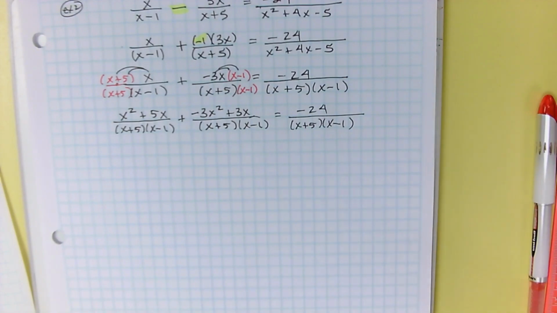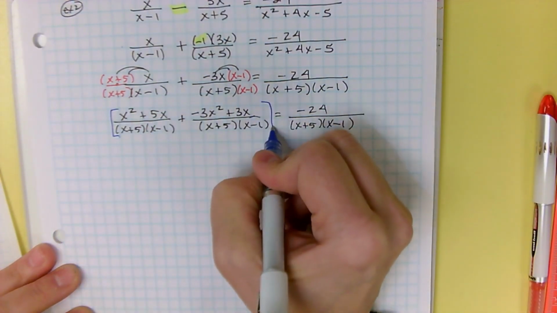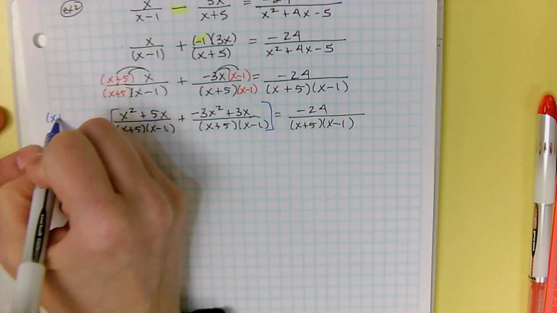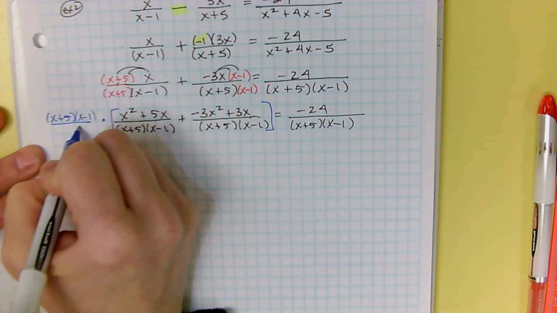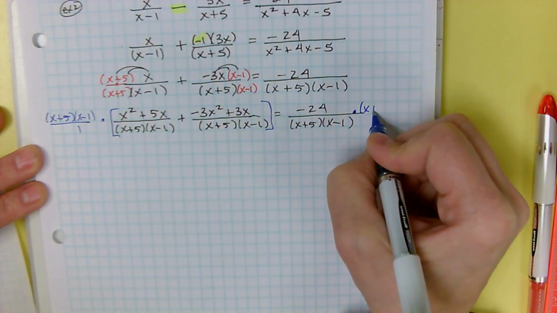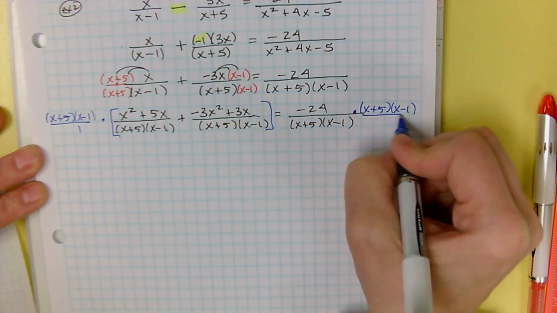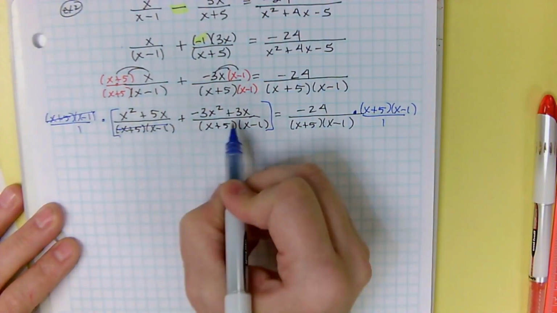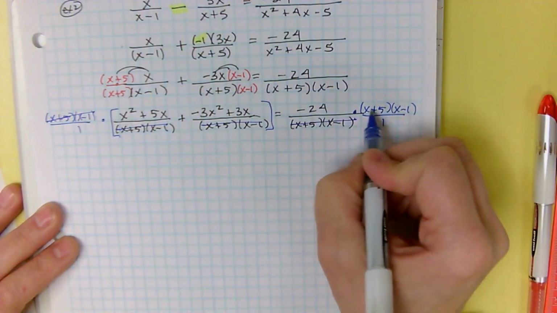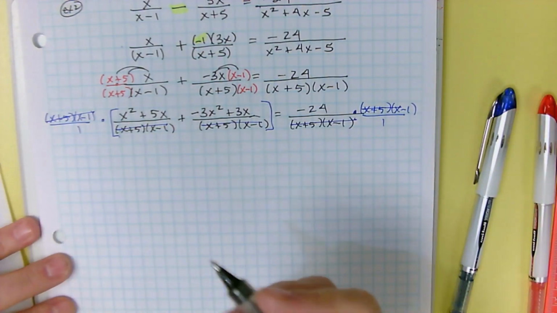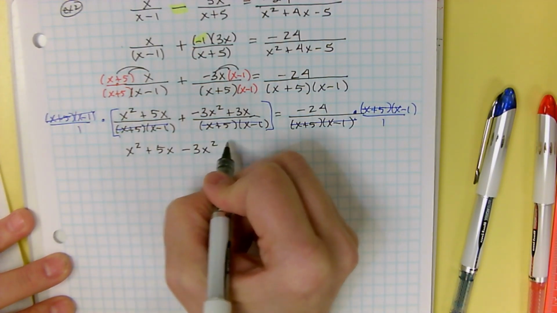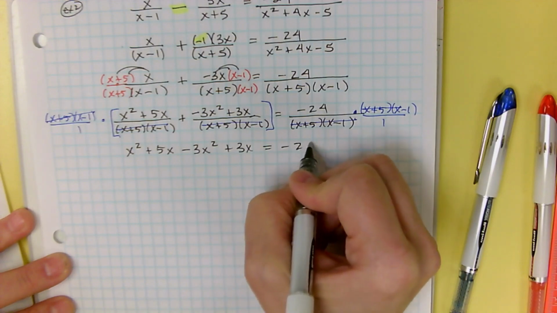All right, now the fun part, we get to eliminate all that stuff in the denominator. So put the left-hand side in brackets. We're going to multiply by the reciprocal of the denominator. So x plus 5 times x minus 1 over 1 on both sides. On the left, when it gets distributed, all the bottoms cancel out. On the right, it just cancels everything out. So now we have the tops: x squared plus 5x minus 3x squared plus 3x equals negative 24.